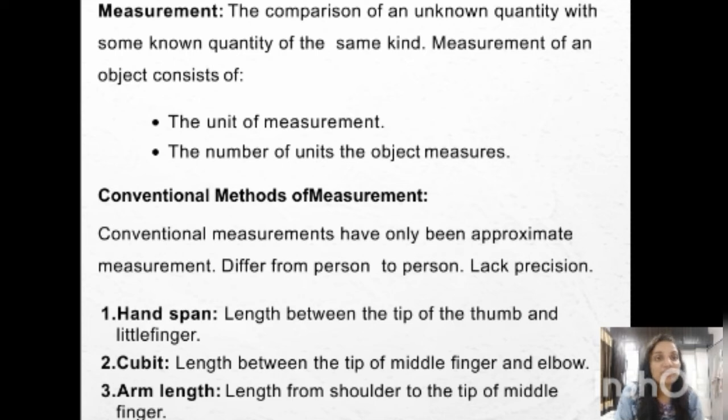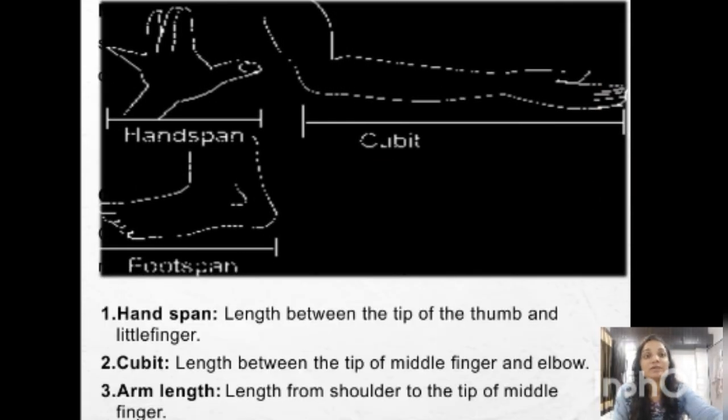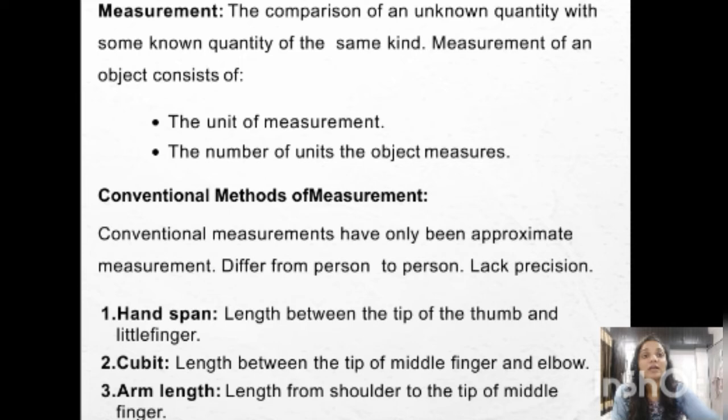So to measure, two conditions are necessary. The first one is the unit of measurement and the second one is the number of units the object measures. First is the unit: you should know in which unit a quantity is measured. And the second is how much quantity you want to buy or you want to take.